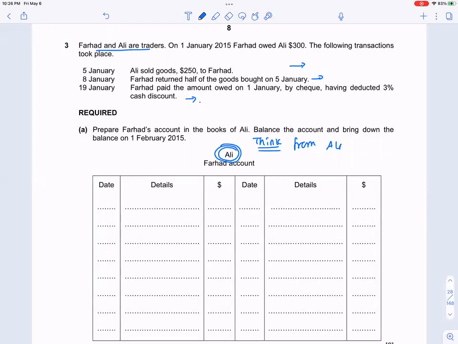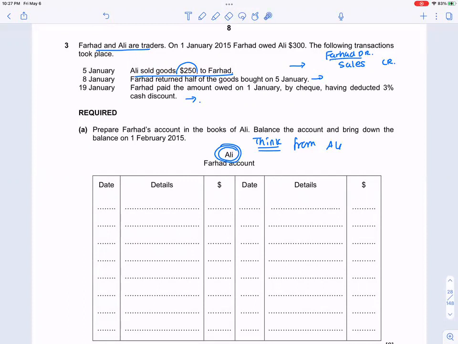Sales, 250. In the journal entry, sales will be credit because it is an income. And debit would be what? Debit will be expenses and losses. So in this entry, what will be debit? Farhad will be debit. Very good. This is how much amount? 250. So Farhad is debit.